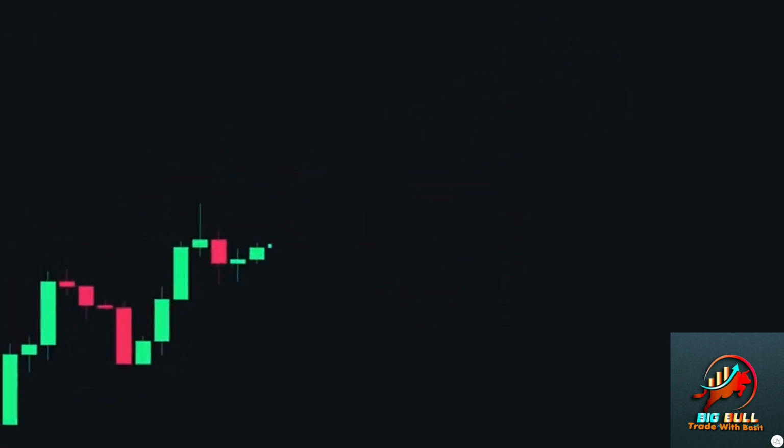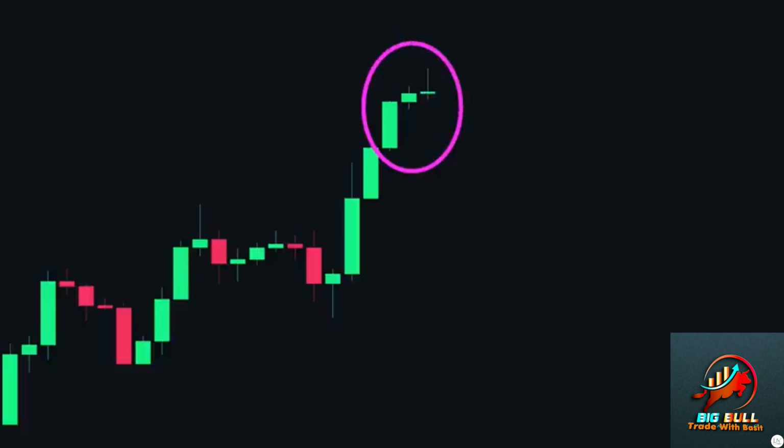The same principle applies to bearish shrinking candles. For instance, if the price is in an uptrend and you notice 3 green candles getting progressively smaller, this shows that the uptrend is weakening. Then, a large red candle forms, ideally closing below the 2nd candle, indicating that sellers are now in control and confirming a reversal to the downside.